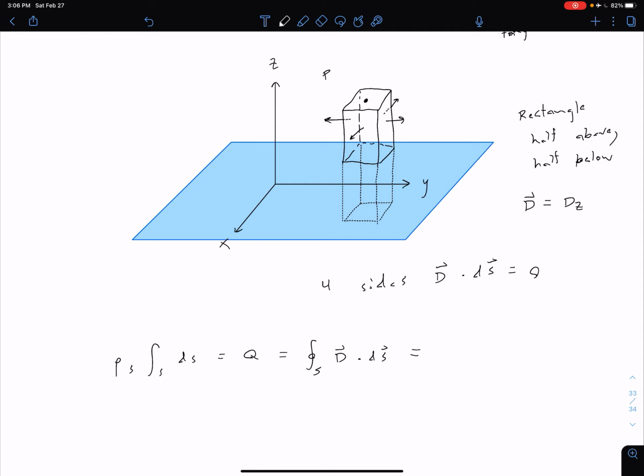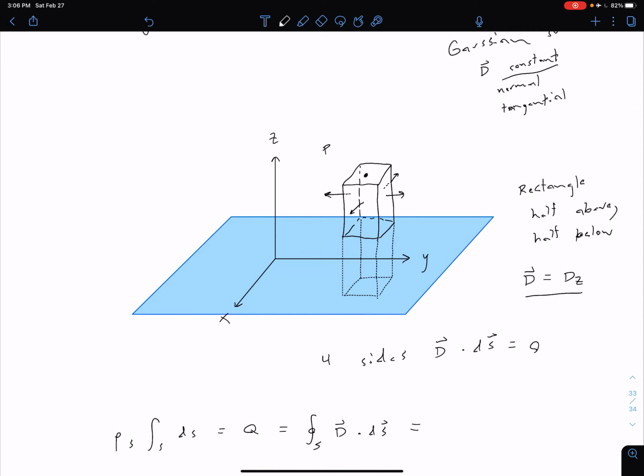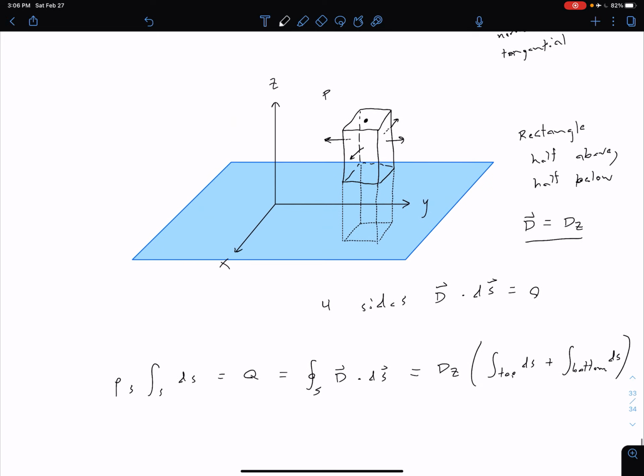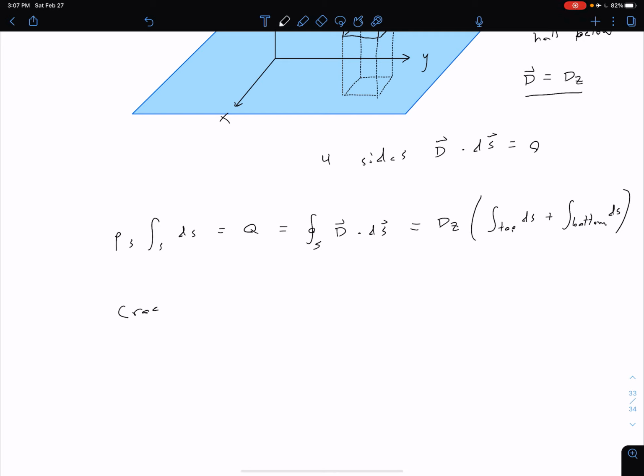And because our D is going to be constant, we can go ahead and pull out that electric flux density from our integral. So we get that our D dot dS is just dS times Dz. We're going to pull the Dz out, and now we're going to have an integral over the top surface, dS, plus the integral over the bottom surface, dS. So let's just arbitrarily say that we have some cross-sectional area here and here of A. So let's say cross-sectional area A.